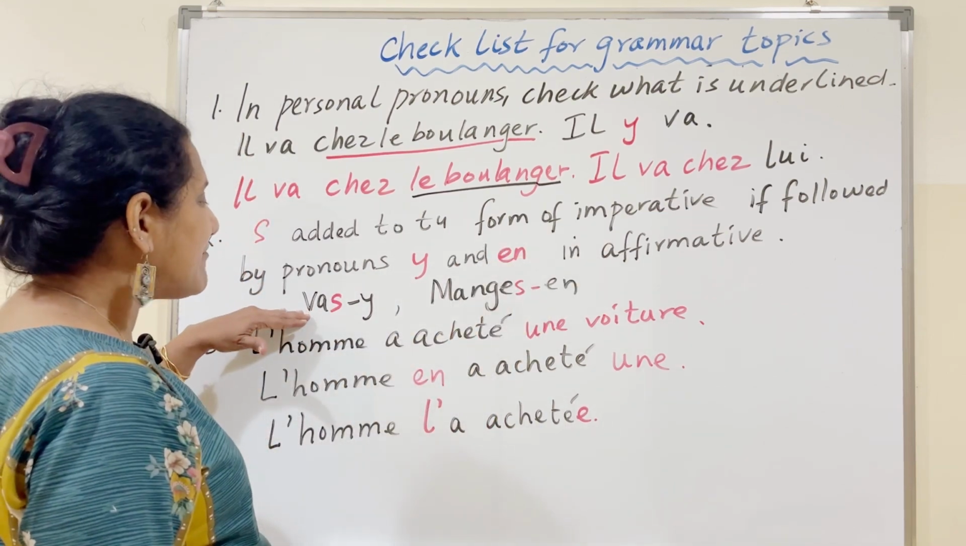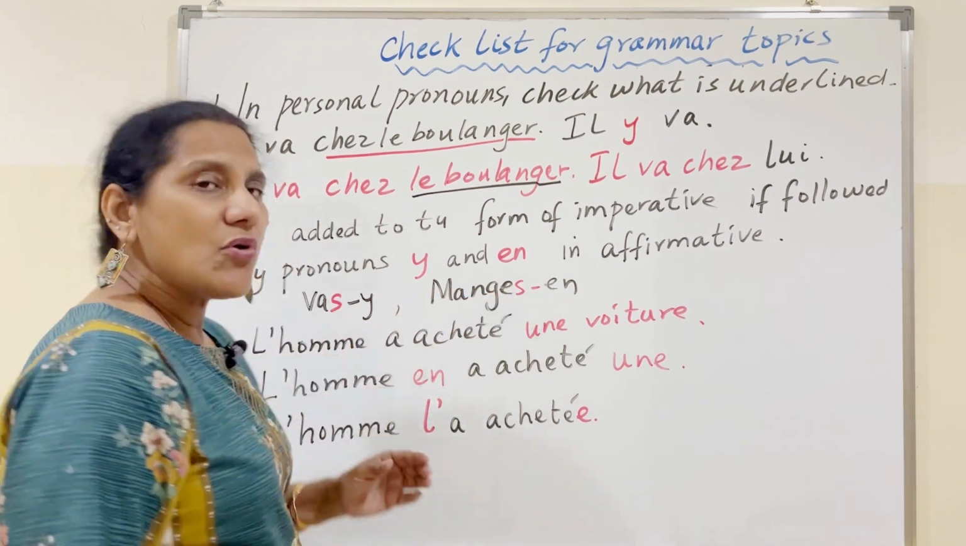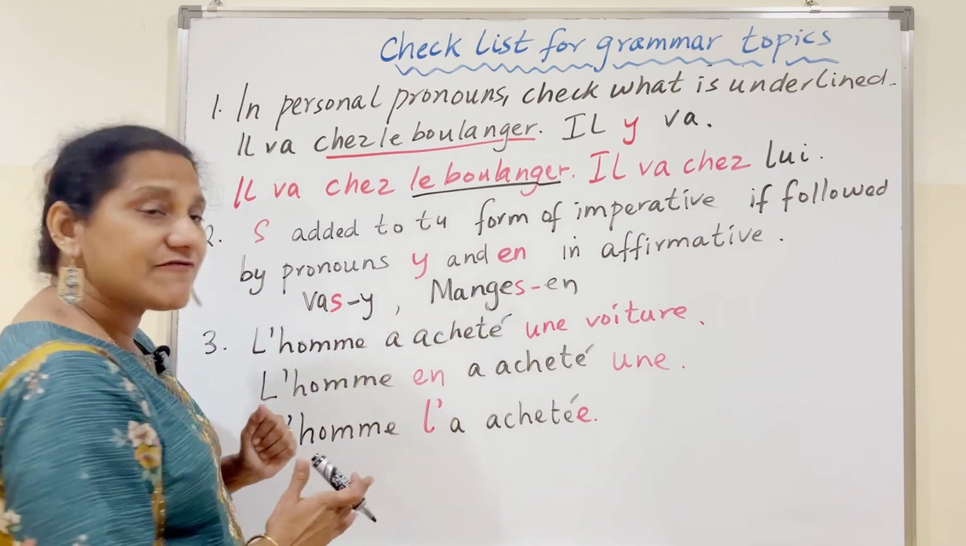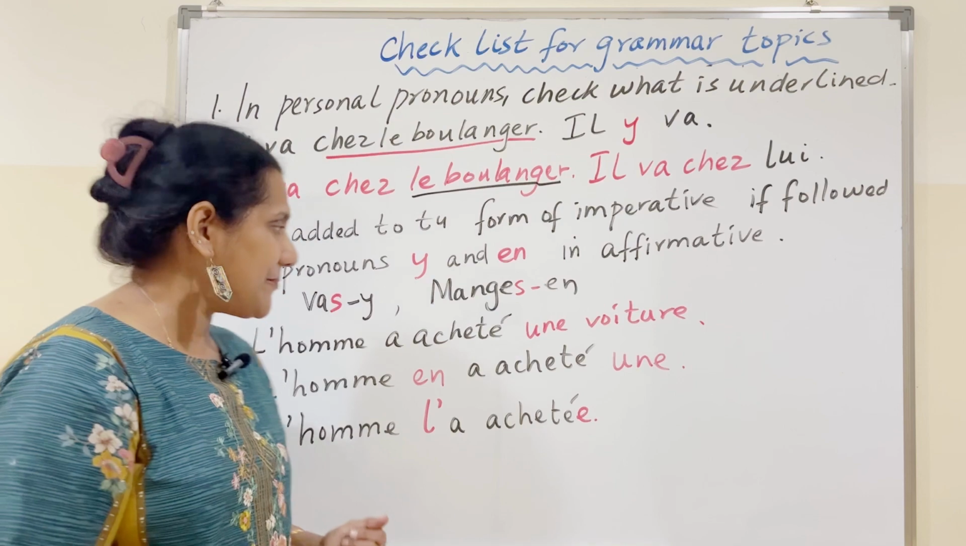S is added to the tu form of the imperative if followed by the pronoun y and en in the affirmative. Example, vas-y, mange-en. So the S that we had removed in the imperative is brought back in the affirmative form if it is followed by the pronoun y or en.